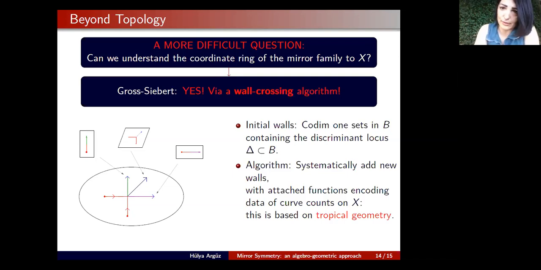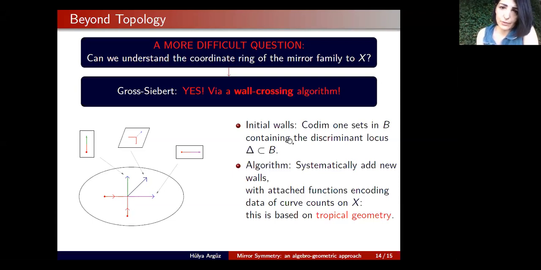But if you start with an integral affine manifold with singularities, you don't know a way to build affine spaces, and you don't know how to patch them together. So the wall crossing algorithm is an algorithm to give a systematic way to construct an affine cover and to glue these pieces of the affine cover together so that you obtain an algebraic variety at the end of the day.